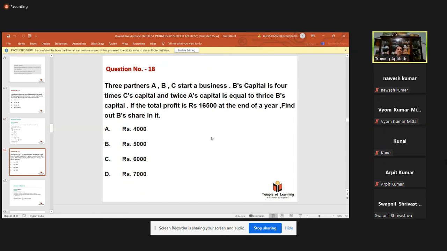Question number 18. B's capital is 4 times C's capital and twice A's capital is equal to thrice B's capital. इस क्वेश्चन को आप सॉल्व करेंगे.